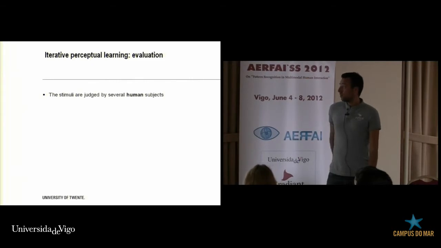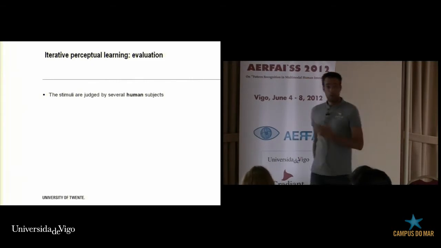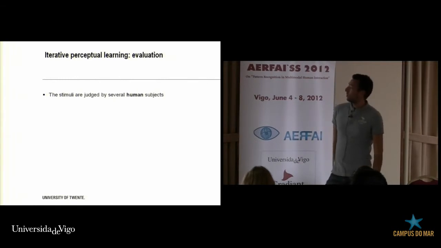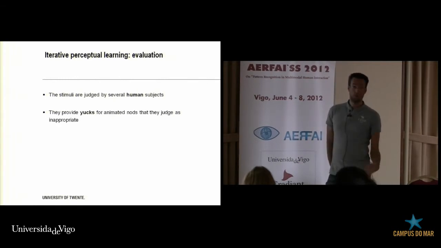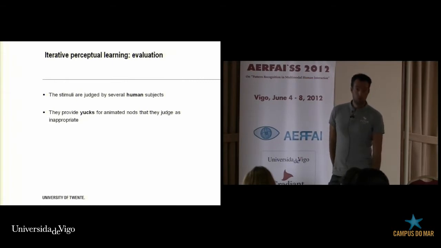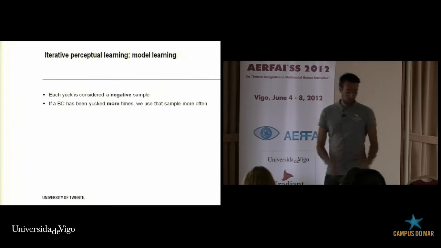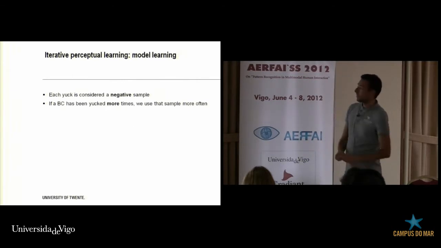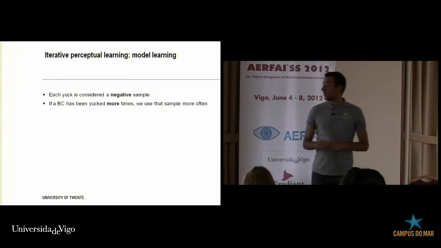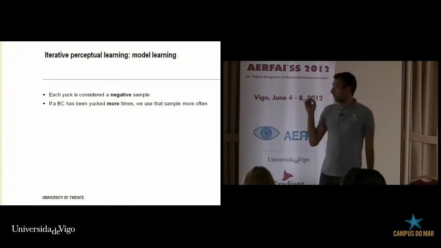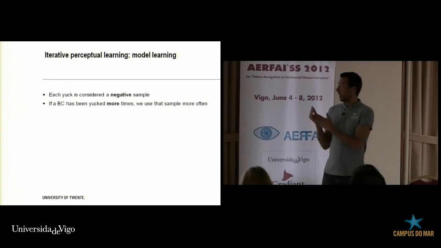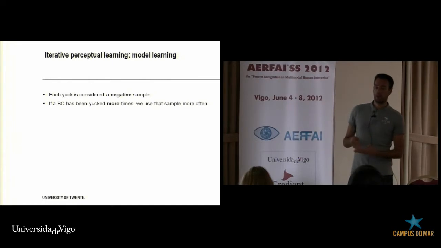Okay, then we have several human judges, human subjects, judge every sequence, and we used 5. And they provide YUX as before for all the moments that they thought were not appropriate. And we match those to the actually performed back channel, so we know for each back channel how inappropriate it is. So then again, each YUX is considered a negative sample, and if a sample got more YUX, then we put it more often there. So we put more weight on it. So instead of giving weights in SVM, we put in the sample multiple times, just as a same measure.